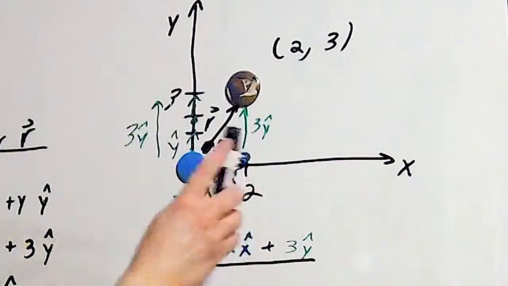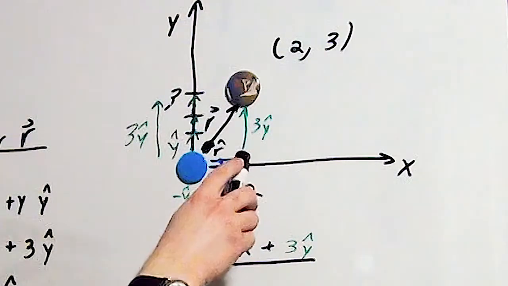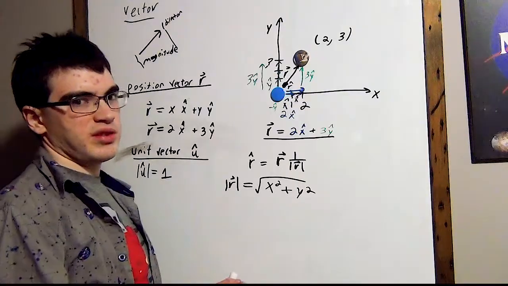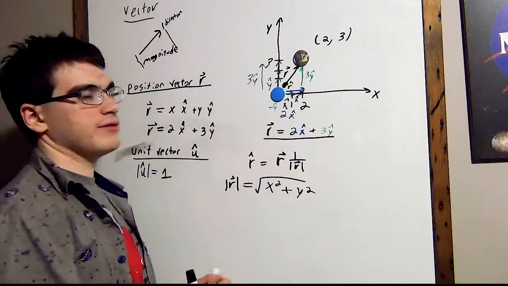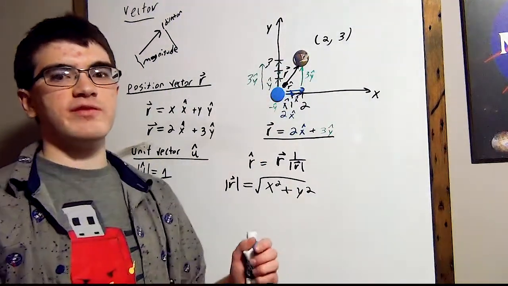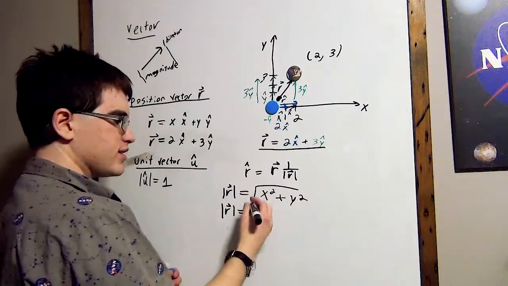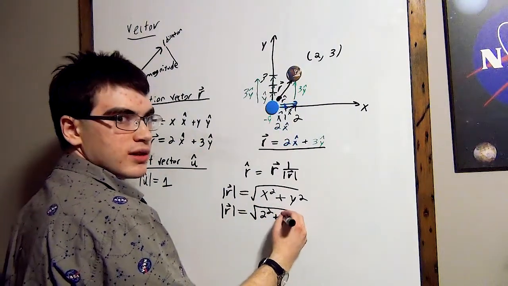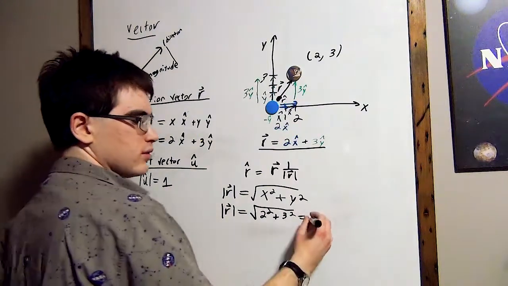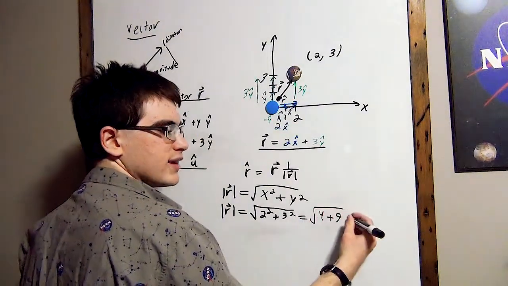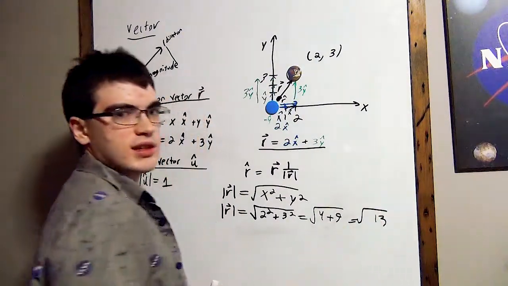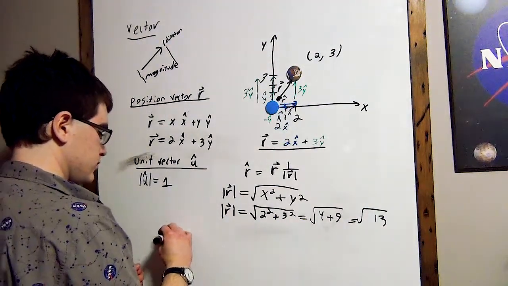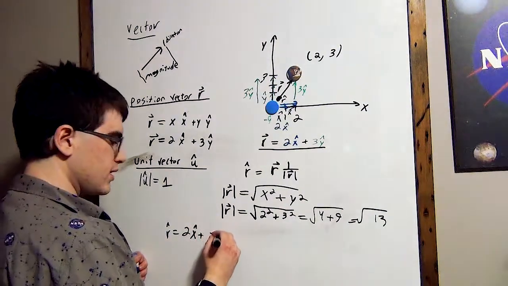Our component in the x direction plus our component in the y direction makes a triangle, a right triangle, with our position vector. So we can use the Pythagorean theorem to find the length, the magnitude, of our r position vector. So the magnitude of r is equal to the square root of the x component, 2, squared, plus the y component, 3, squared. This is equal to the square root of 4 plus 9, which is the same as the square root of 13.